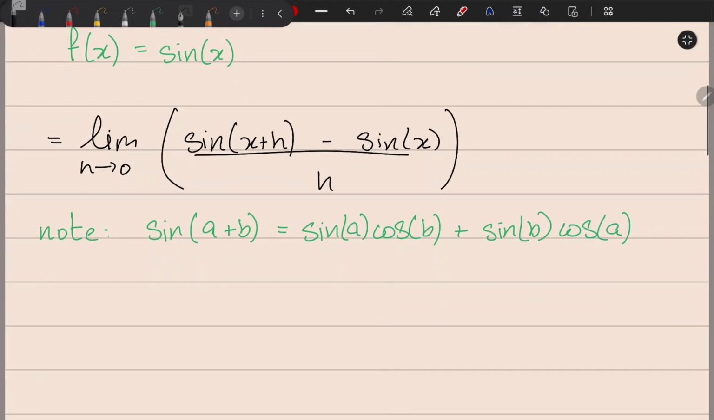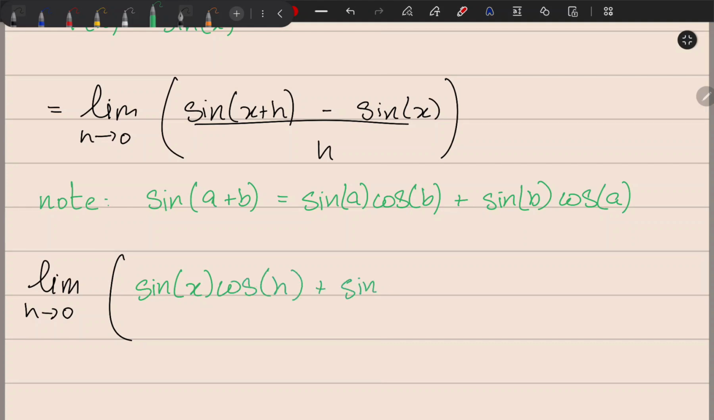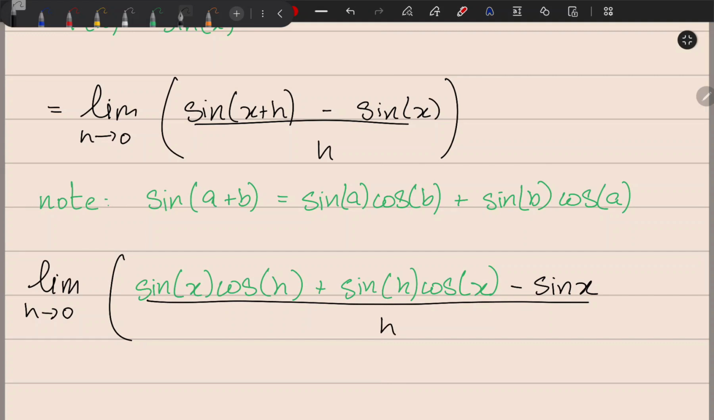All right, so now let's just write this down. The limit as h approaches 0 of, let me write this in a different color so you know what's going on, sine of x cos of h plus sine of h cos x minus sine x all upon h.